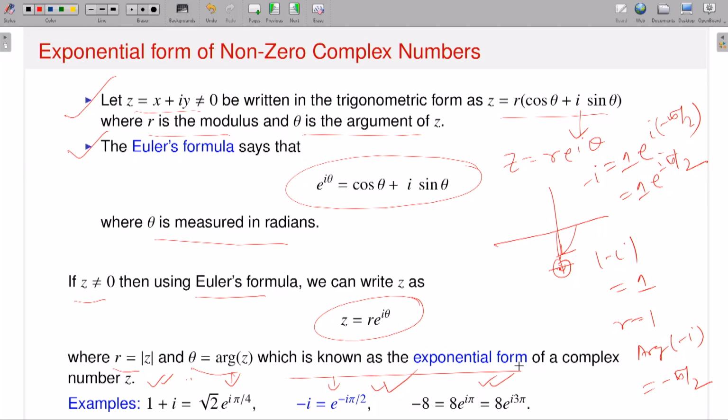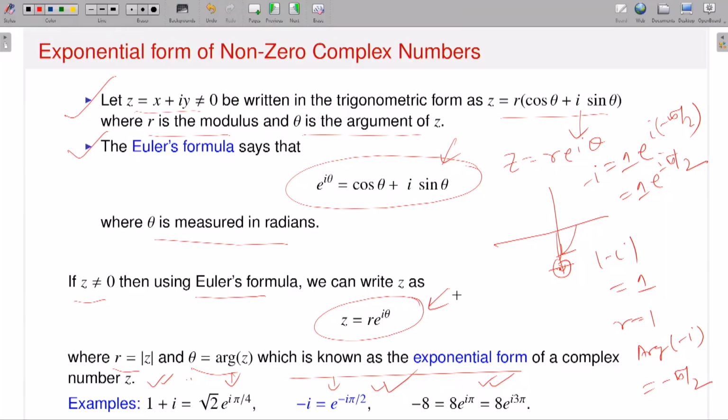Okay, so this is the complex exponential form of a non-zero complex number, but there is a concept here. I am assuming that e to the power i theta is equal to cosine theta plus i sin theta. This is Euler's formula. With that assumption, I am saying that each non-zero complex number z will have the form r times e to the i theta.